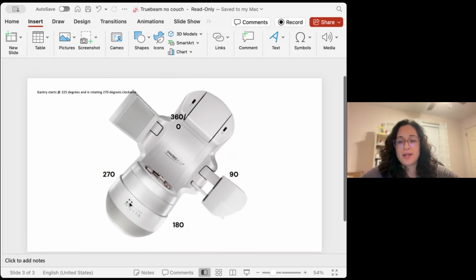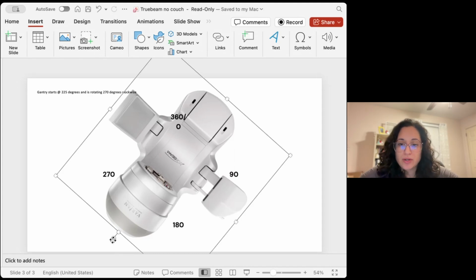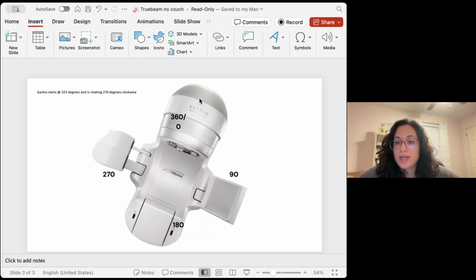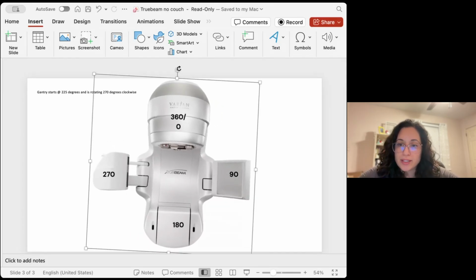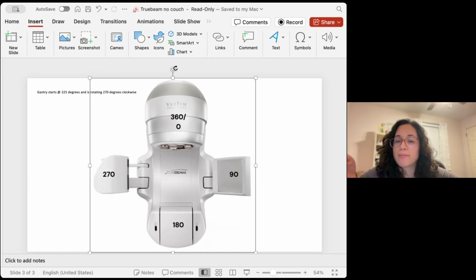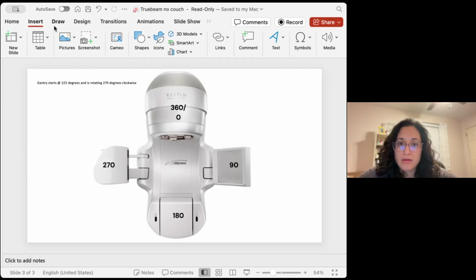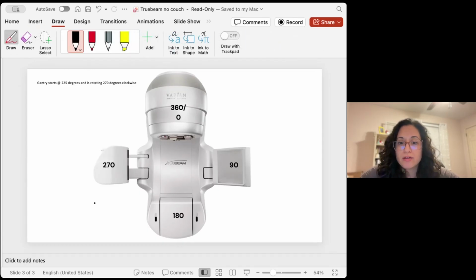But now as the gantry is rotating 270 degrees, we can't just add 225 plus 270 and get our answer because of this 0 point and where the numbers start to count back up. So first we need to see how many degrees it is rotating from the starting point of 225 up until 360.